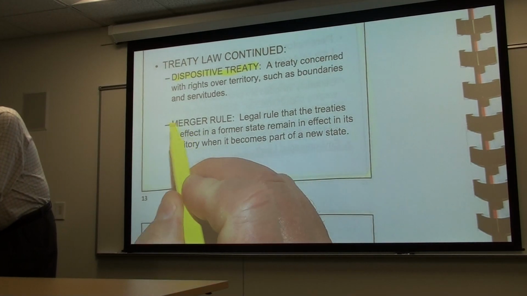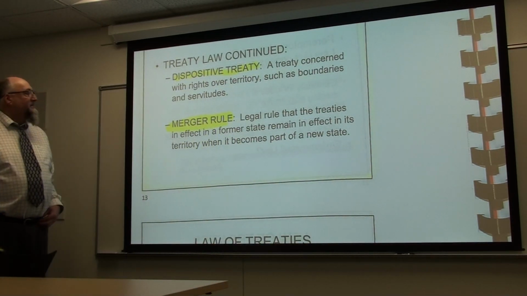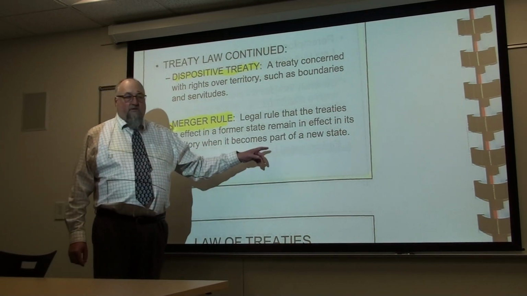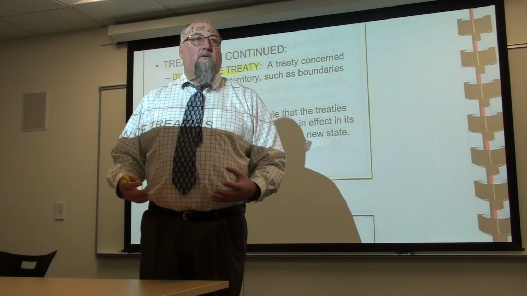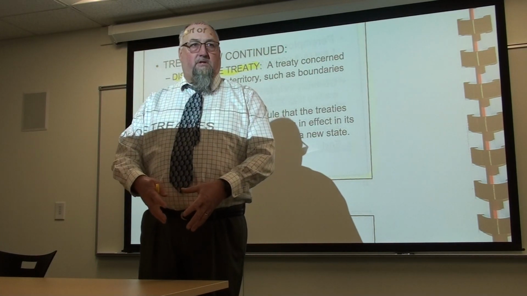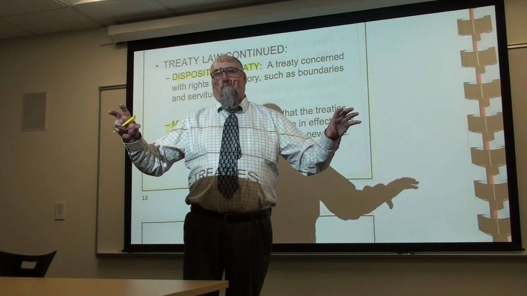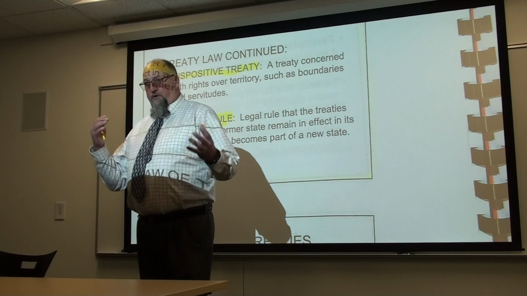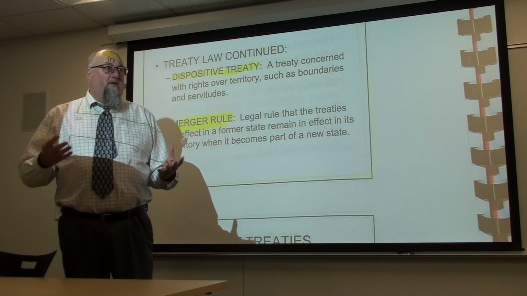This is a rule that says that the treaties that are in effect in a former state remain in effect when it becomes part of a new state. So if you have two states that join together to form one state, the treaties that both states were party to automatically apply to that new state. So if you have state A and state B that are both part of a treaty with other countries and they join, then under the merger rule, the treaties that they were both part of will now apply to the newly created state. That's pretty obvious.